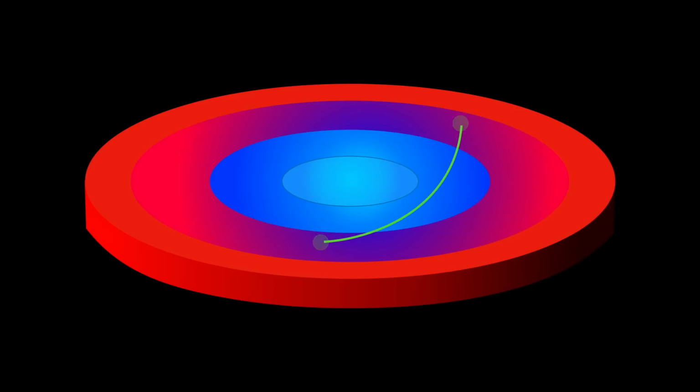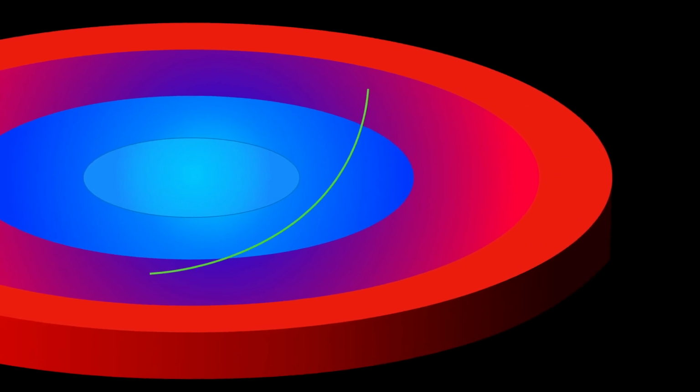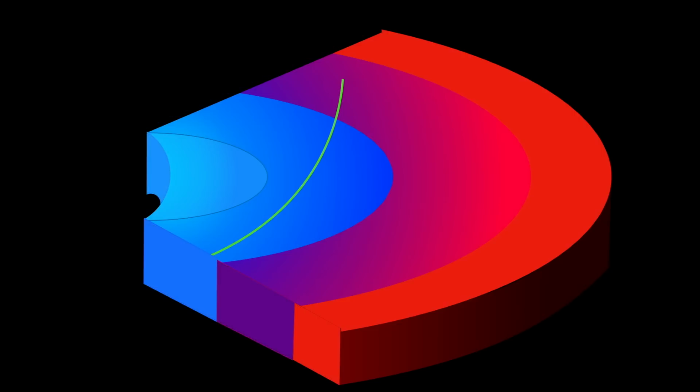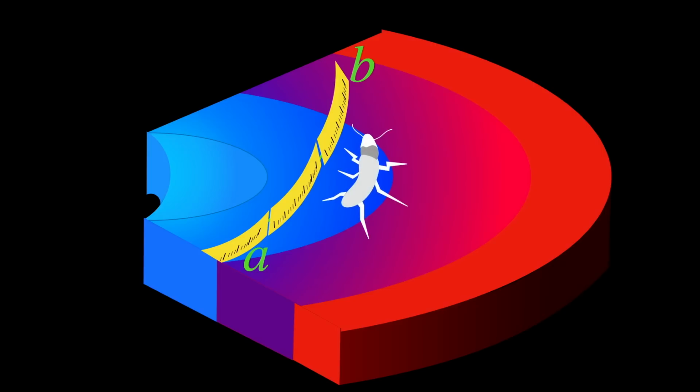Because when his line curves out toward the warmer parts of his plate, the rulers get longer. They expand, but only from our point of view, of course. And thus it takes fewer sticks laid end to end to get from A to B. For the bug though, the line is perfectly straight. Now let's see what the rest of their geometries look like.